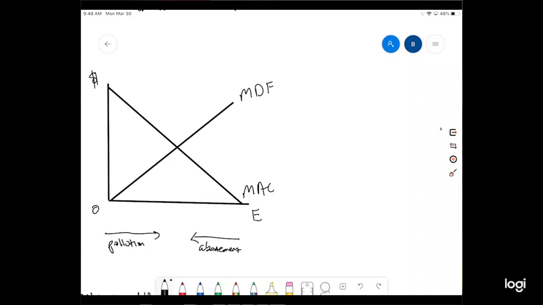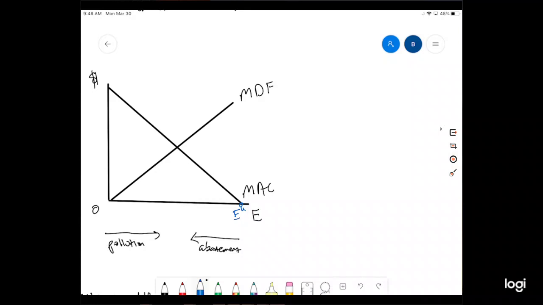If we have no regulation, then we are at EU, where the marginal abatement cost curve intersects the E-axis. That's the unregulated level of emissions with 0 abatement. That's how much we would emit if we did not abate any of our emissions. So pollution would be all the way up to EU.